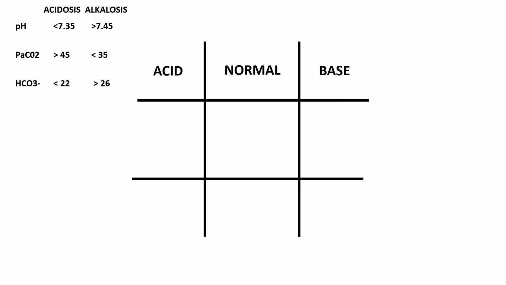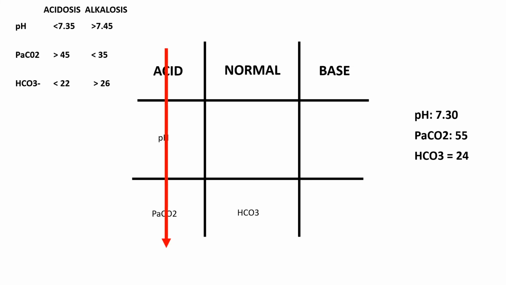Here's another one for you. Here's our normals again. And now we have a pH of 7.30, a PaCO2 of 55, and an HCO3, or bicarbonate, of 24. Our pH is acidic. It is less than 7.35. Our PaCO2 is actually acidic. It is greater than 45. And our bicarb, or HCO3, is normal. We have tic-tac-toe. We have respiratory acidosis.